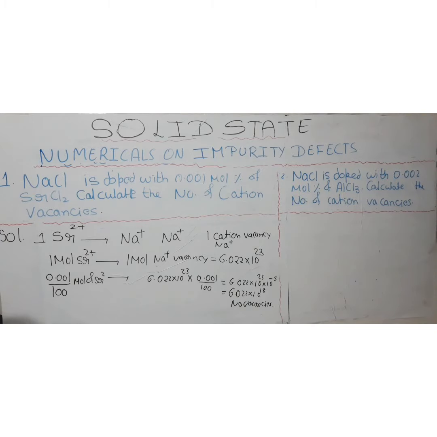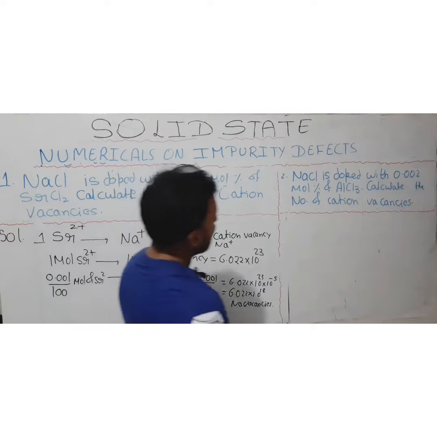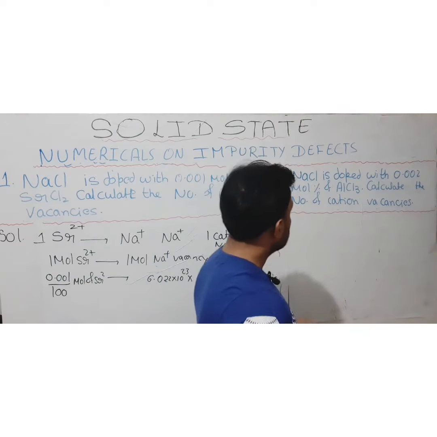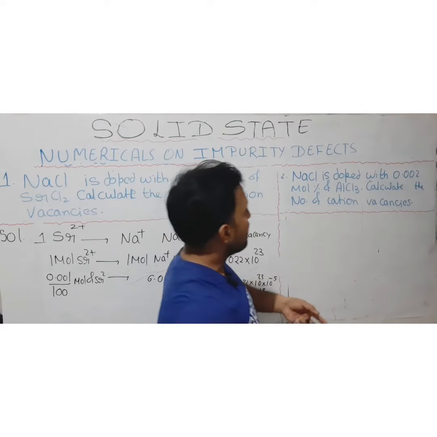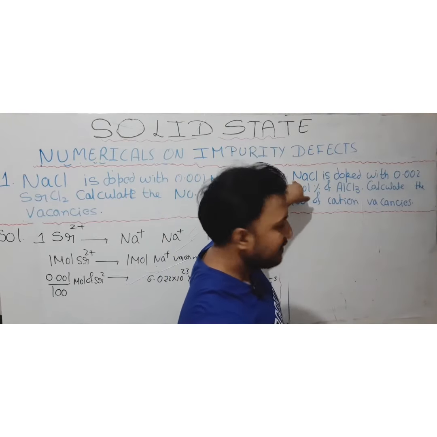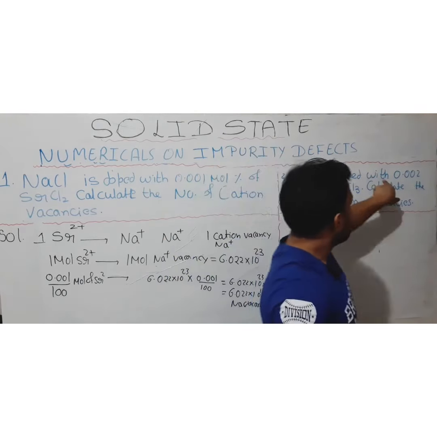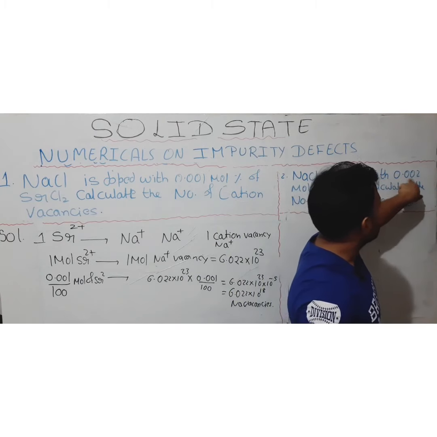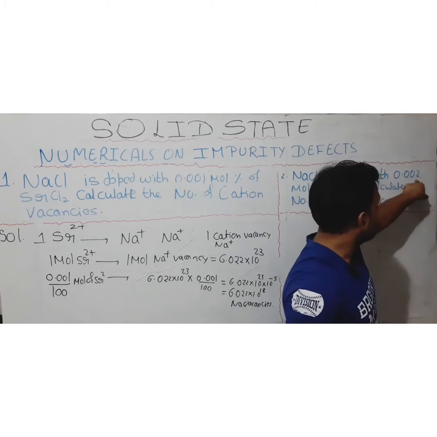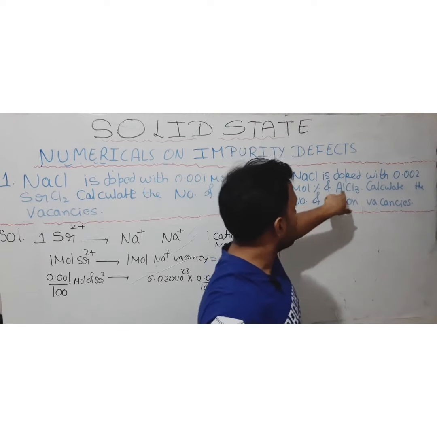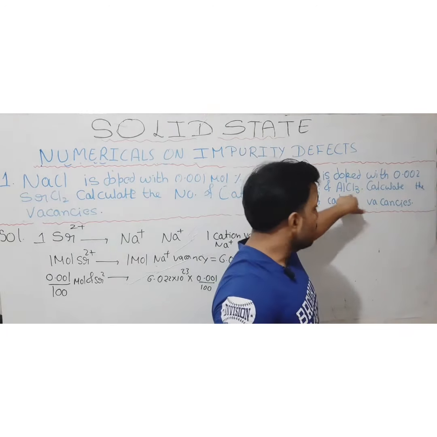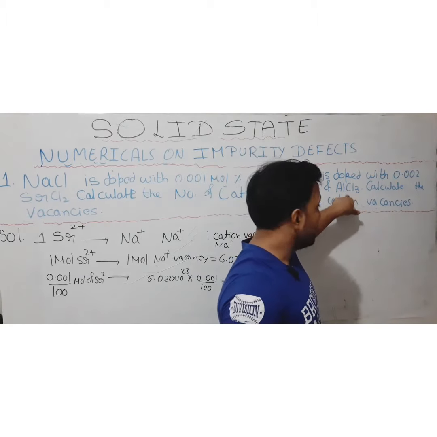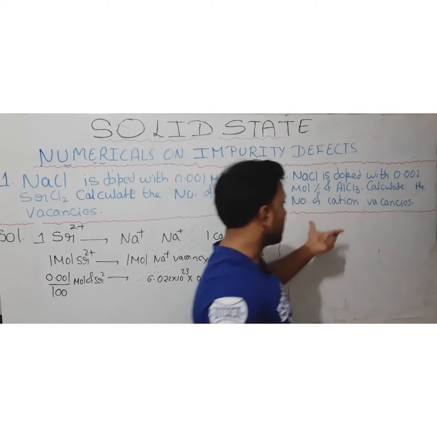Okay, so that is how we can calculate. It's very easy. Now one more question of a similar type is there. There we have changed the impurity, only in this solid. Like NaCl is there, same NaCl, but now it is doped with 0.002 mole percentage of aluminium chloride. So we have changed the value, and we have changed the cation impurity which is introduced there, that is aluminium ion this time. So you have to calculate the cation vacancy.